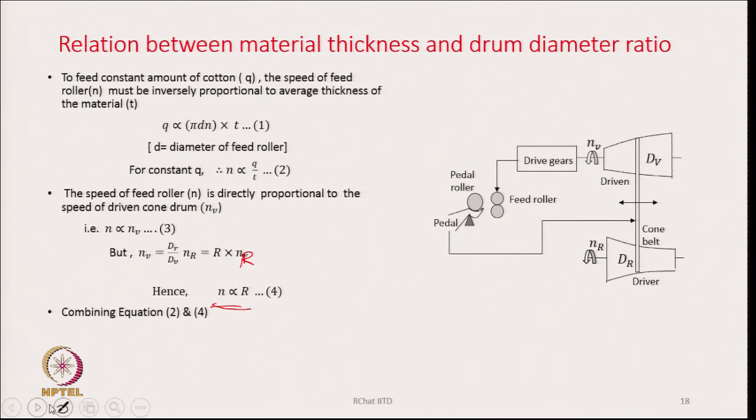So, combining equation 2 and 4, we can say R is proportional to 1 upon T, or R T is equal to constant, that is K. So, R into T, therefore, the ratio of the diameters of the two cone drums and the thickness of the material, the multiplication of these two is going to be constant. Okay.